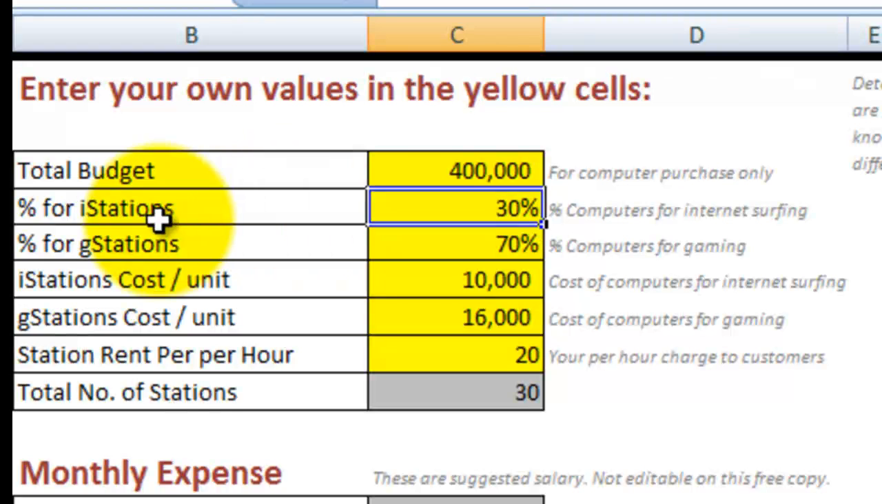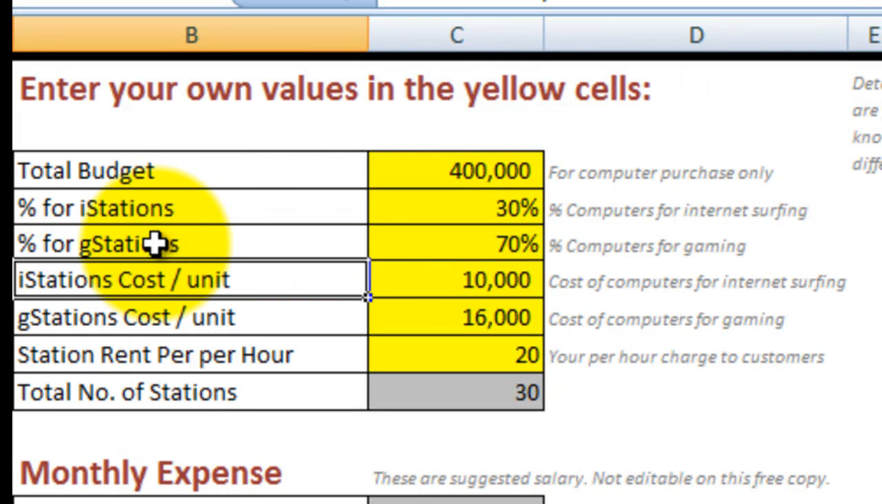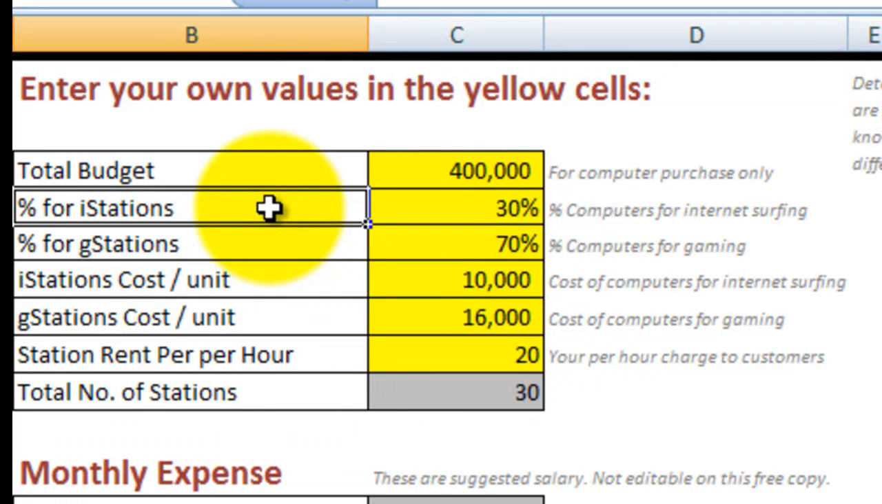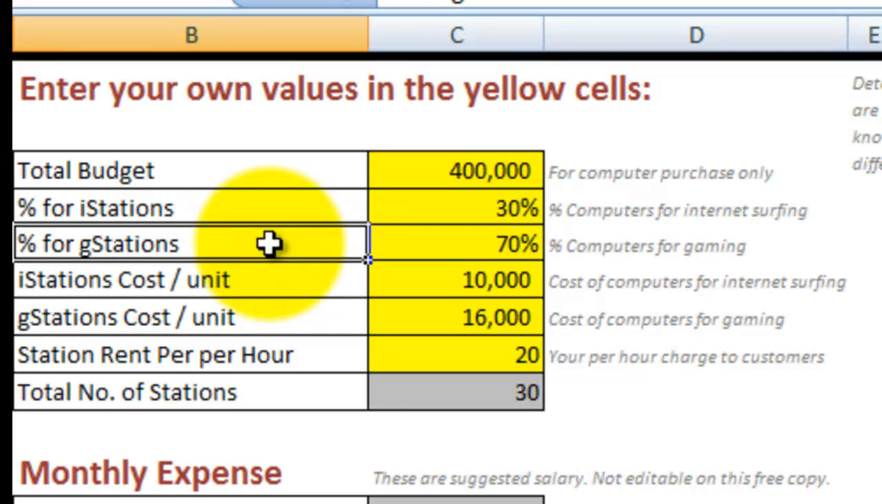I call them I-stations and G-stations. Okay, I-stations are for internet surfing, and G-stations are gaming stations, which generally cost higher than the I-station because you need high-end computers to be able to run those new games that players or gamers are looking for.